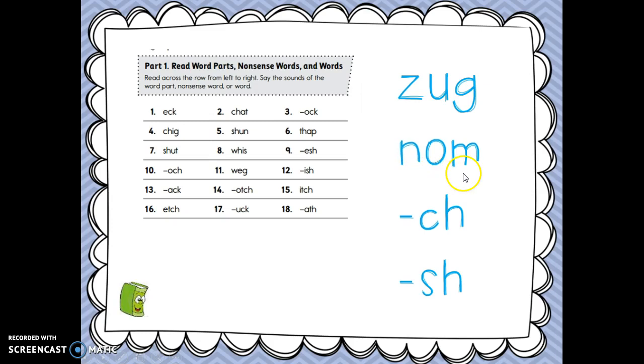Nom. There are nonsense words, there are whole words, and then there are also just some sounds that you'll need to read. So let's practice reading the sound. Ch. That's one of those digraphs, the two letters that make one sound together. Here's another one for us to practice reading. Sh. Okay, so that is part one, where you will be reading some word parts, nonsense words, and whole words.